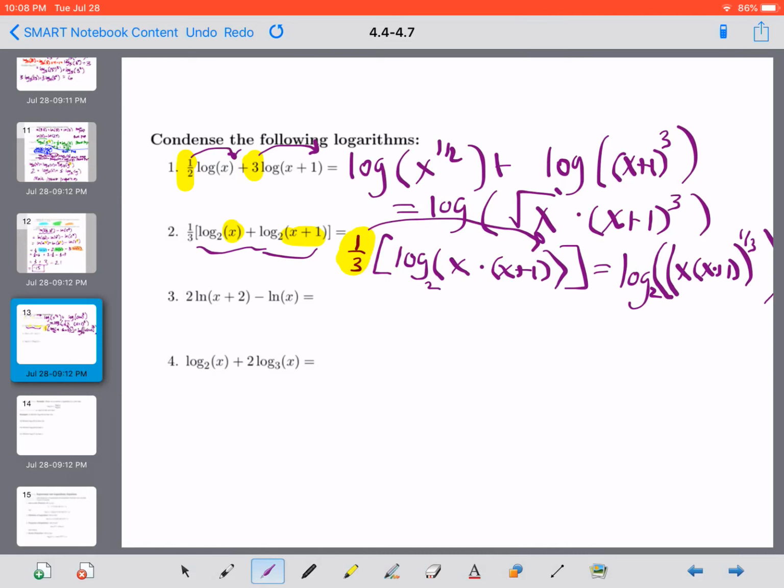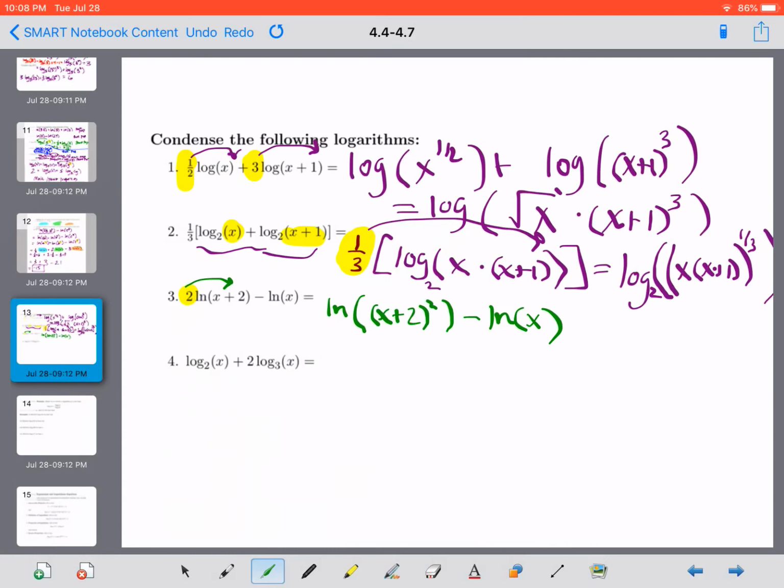Alright, let's do this again. We have 2 ln of x plus 2 minus ln of x. I'm going to get rid of this coefficient of 2 first by bringing it inside as an exponent. I can rewrite this first term as ln of x plus 2 squared, and we still have minus ln of x.